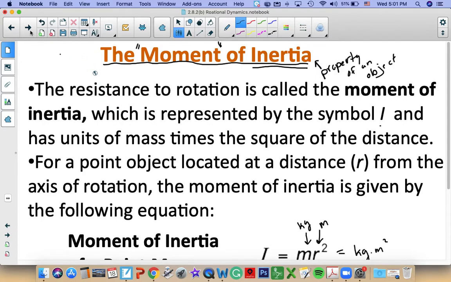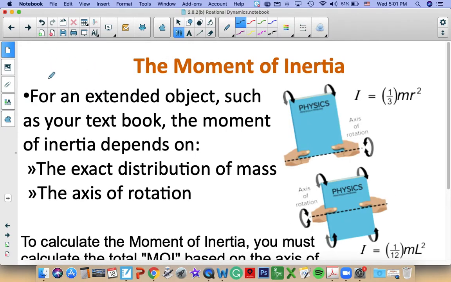So let's check out an idea here. You could do this at home, you could do this in class, whatever you want, kind of play around with this. For an extended object such as your textbook, you can find a book somewhere. The moment of inertia depends on the distribution of the mass. If we're talking about a physics book here, the mass is going to be pretty evenly distributed throughout the book. If you had a hole in the book, then the mass would not be as even, but we're going to be talking about objects that are fairly even. And then it depends on our axis of rotation.